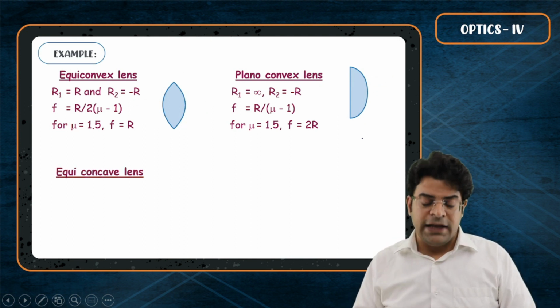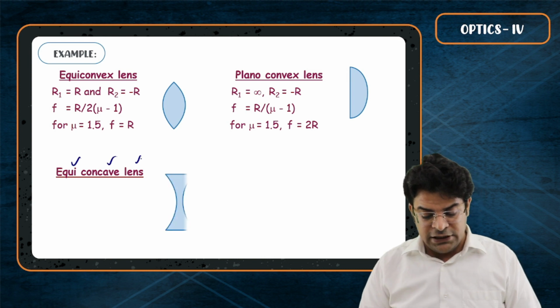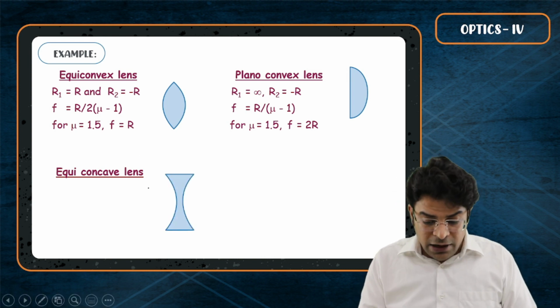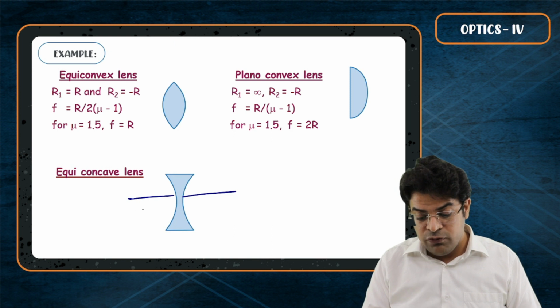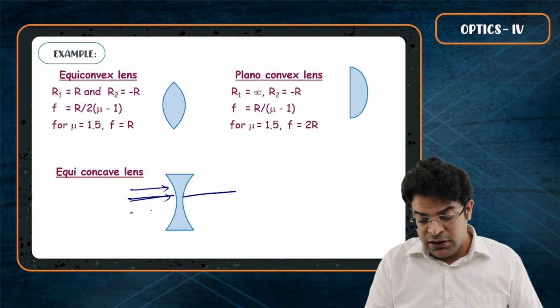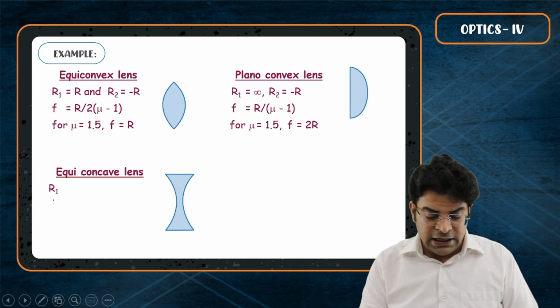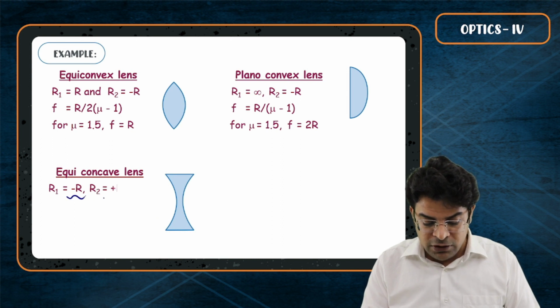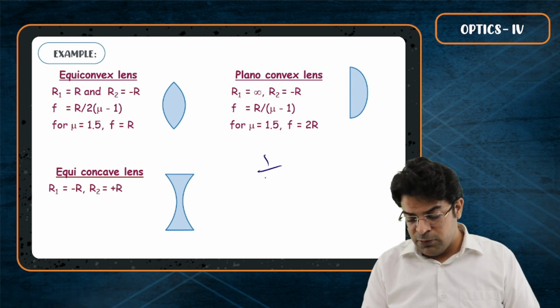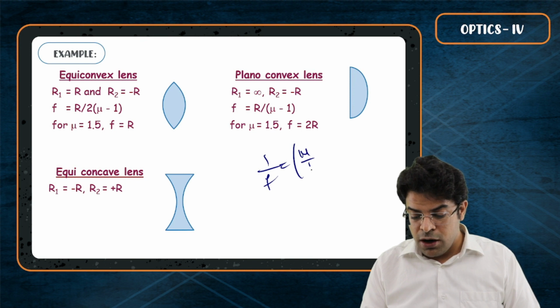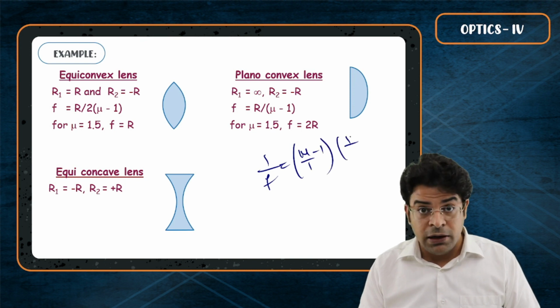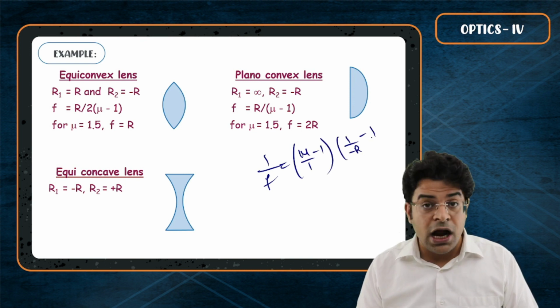Moving on to the next case, if you have got an equiconcave lens, then beta, we know that R1 will be taken as negative and R2 will be taken as positive if we assume the incident rays from here. So you'll say that R1 will be minus R and R2 will be equal to plus R. If you use the formula 1 by F equals to mu minus 1 into 1 by R1 minus 1 by R2, that is 1 by minus R minus 1 by plus R.